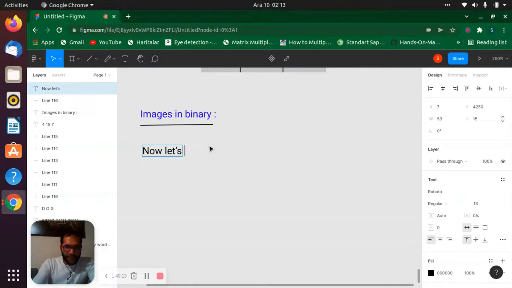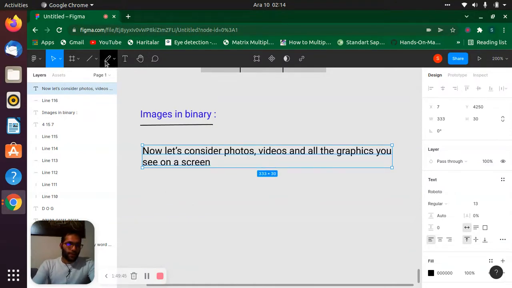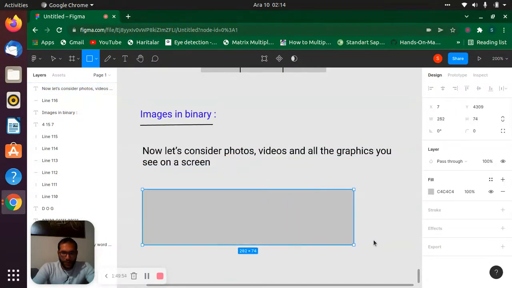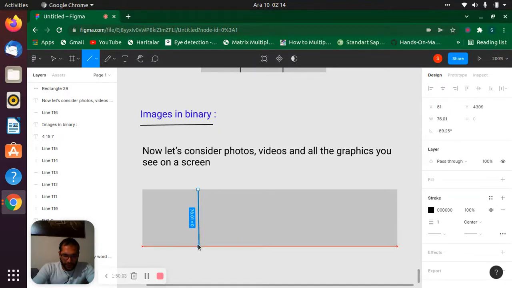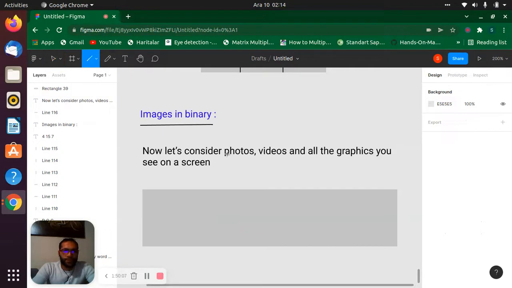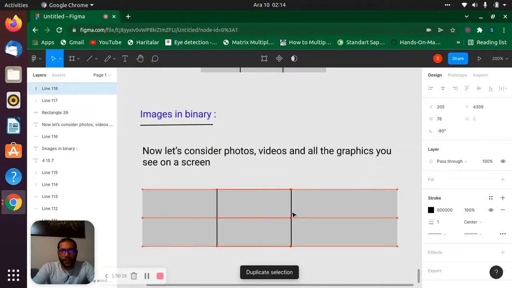Now let's consider photos, right? Videos and all the groupings. You see on screen every day, you've seen it, right? Screen. Now I will show you this. You can think like, put your things like that. And I want open line. It will be like that. Maybe not like that. It's very small. Can be here. And this one can be here. Yes.